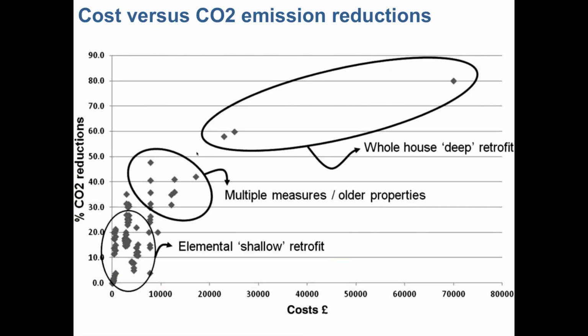If we look at where we were after that whole house retrofit, and we compare across the large-scale elemental ones, we can get this sort of relationship. As the cost of the retrofit goes up, the CO2 reductions go up. We've got a group of elemental shallow ones below £10,000, achieving maybe up to 25% savings. We've got the multiple measures, in particular in older properties, that cost a bit more, and the savings are around 40%. And then we've got some whole house ones, the one I've included at the top right there, and a couple more that we were involved in. They take the CO2 reductions up quite a bit, but the cost goes up a lot as well.